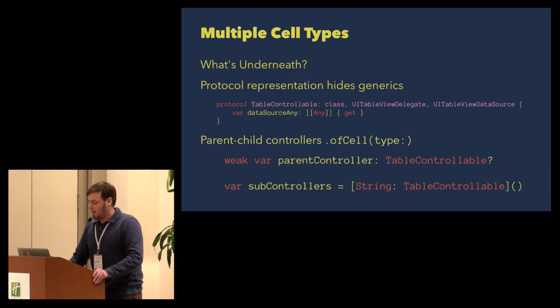And then that dot of cell type basically creates a child of the current controller that is a duplicate of that controller, except the only difference is that the cell type is different. We store that in subControllers on the parent under the key that is the stringified version of the cell type. And then the child can reference the parent from parentController.